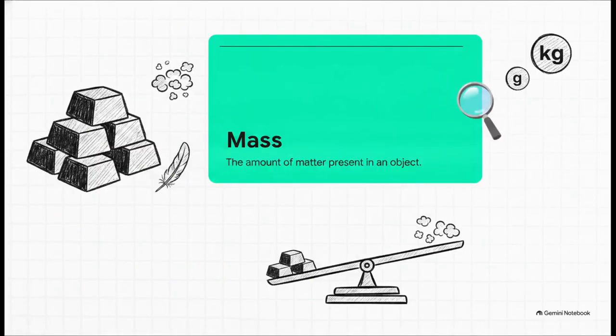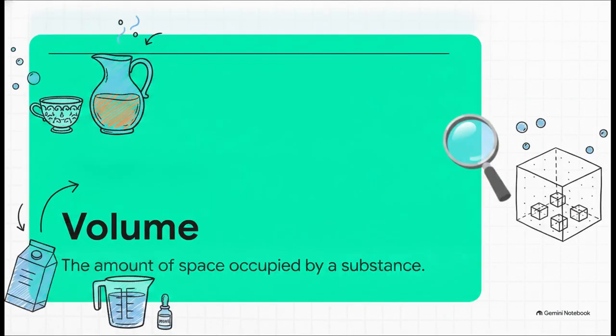First up is mass. Simply put, mass represents the amount of matter present in an object. Whenever you're comparing heavy and light objects, you're fundamentally determining which one contains more stuff. And to make sure everyone around the globe is on the exact same page, we measure mass using standardized units, typically grams for smaller amounts, and the official SI unit, kilograms, for the big stuff.